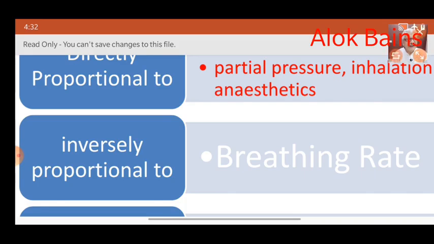Second point is the inversely proportional. Means the breathing rate of the patient shall be inversely proportional to the rate of alveolar wash-in. Means as the breathing rate increases, the alveolar wash-in will decrease. Very simple. If the patient respires very fast, then in that condition inhalation anesthetics will move out from the respiratory tract through the exhaled gases.